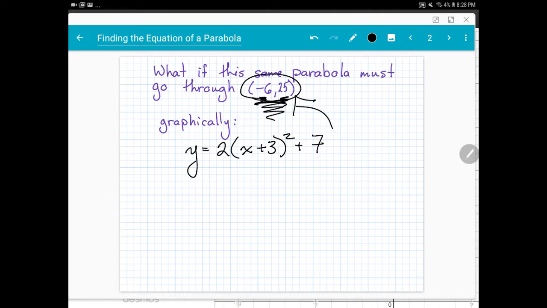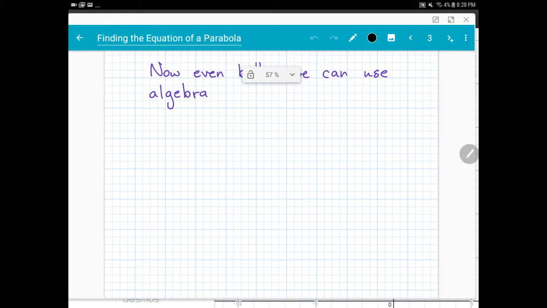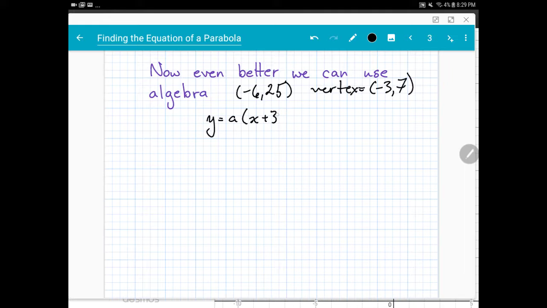Now you might be asking yourself, what if I don't have a graphing calculator program to do this? How would I do this otherwise? Well, even better, we can go ahead and try to do this with algebra. So we start off with knowing that we need this point, and our vertex has to be equal to minus 3, 7. We've got a, because we're going to pretend we didn't know that that has to be 2. We've got (x plus 3) squared plus 7. And then we're going to plug in the point that we need.